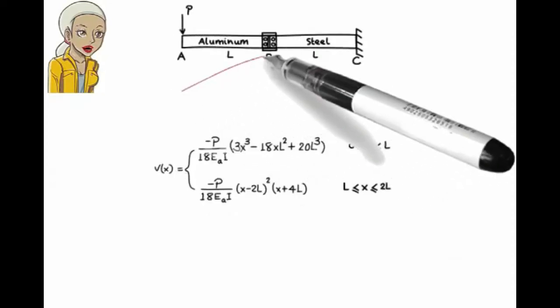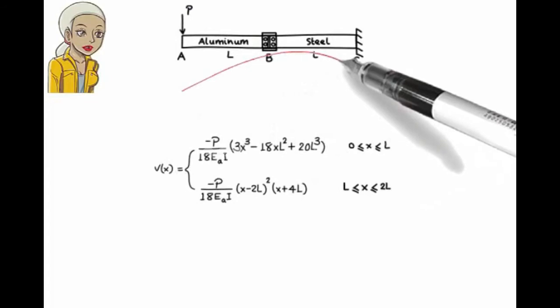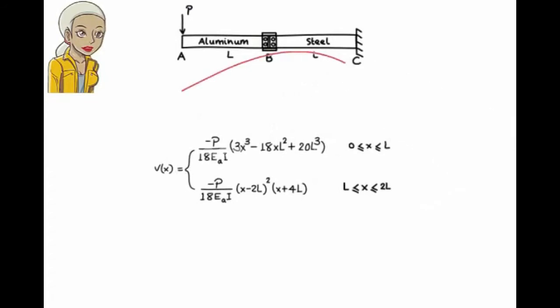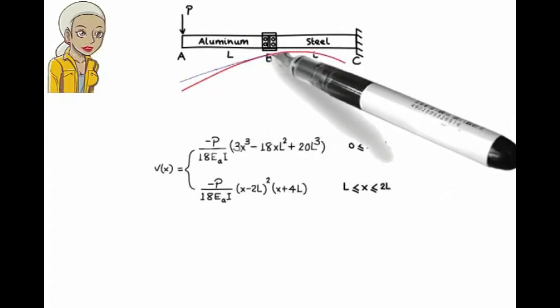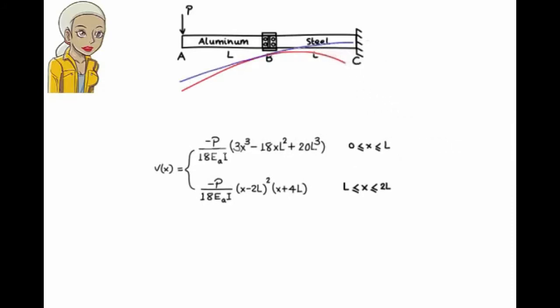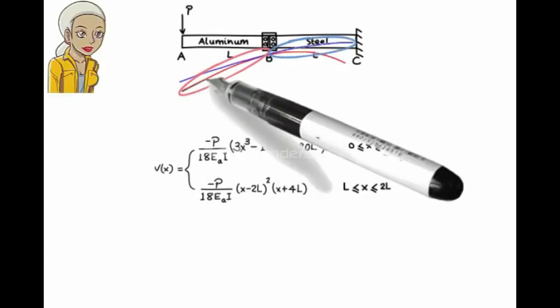These functions, when plotted between 0 and 2L, look like this. Here is V1, and here is V2. To define the beam's elastic curve, we use this part of V1 and this part of V2.